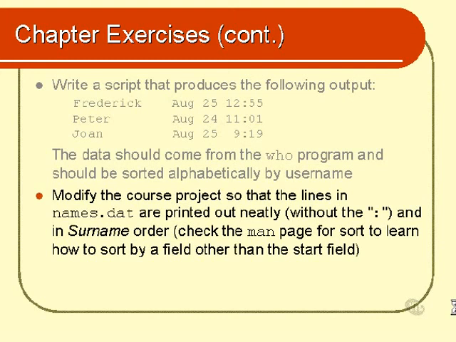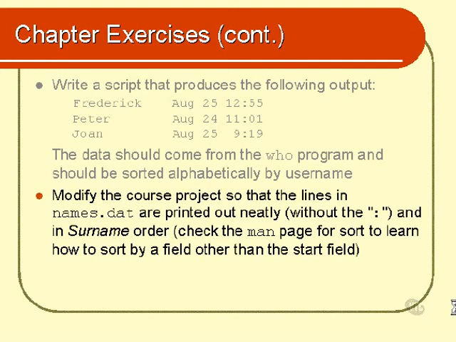Finally, let's modify the course project. There's a bit of a gaping hole in our course project at the moment, in that when we print out the names.dat at the moment, it's just a raw dump of what's in the file. But what I'd like to see is to have it printed out neatly. In other words, get rid of the colons that separate one field from the next, and I'd like them printed out in surname order, and clearly a nice heading would be appropriate as well.